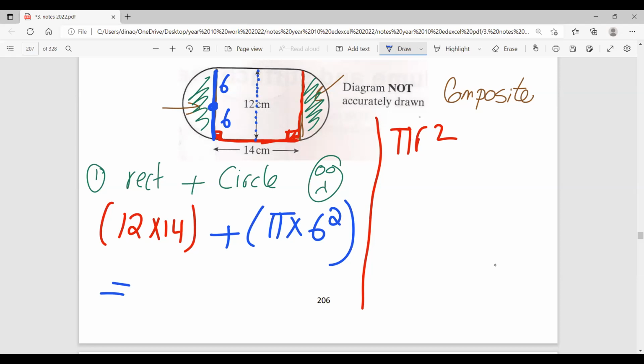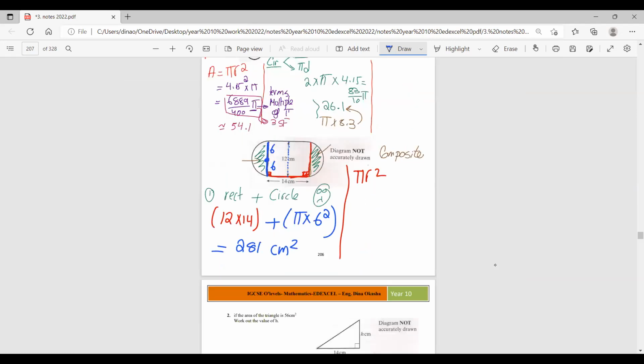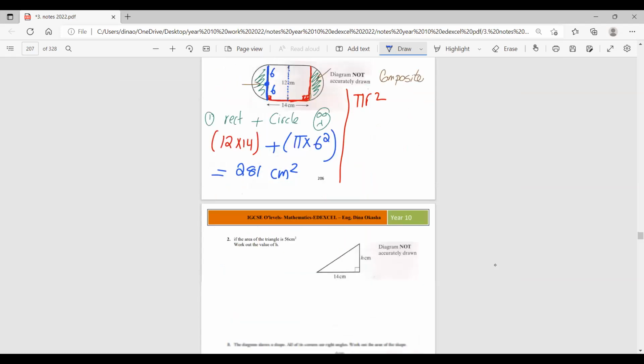And then on the calculator, after rounding to three significant figures, you will get an answer of 281. And of course, طبعا هنا the answer is in centimeters squared. And this is the area. And this is a composite shape. Now let's take another composite shape. اللي هو ده هنا تحت.